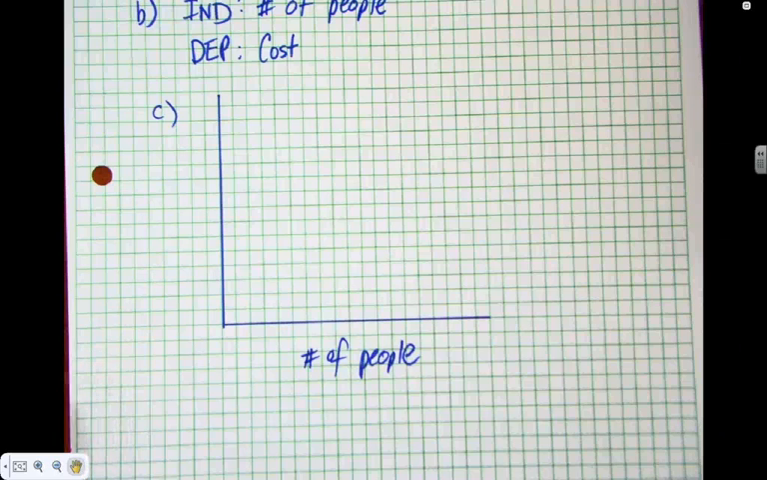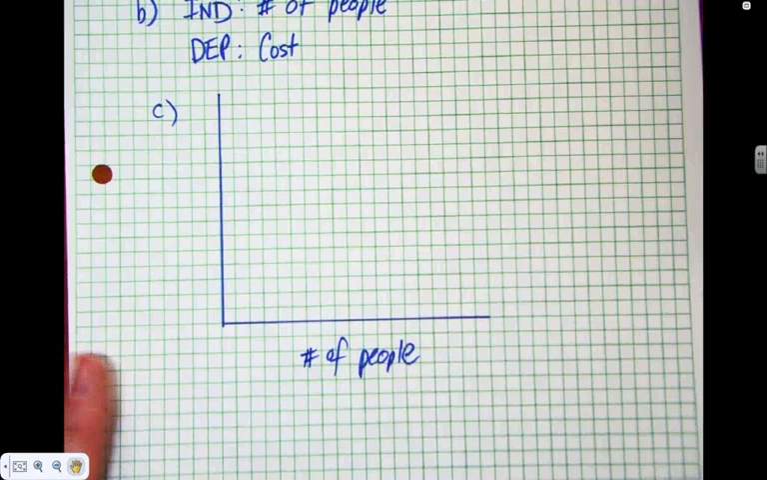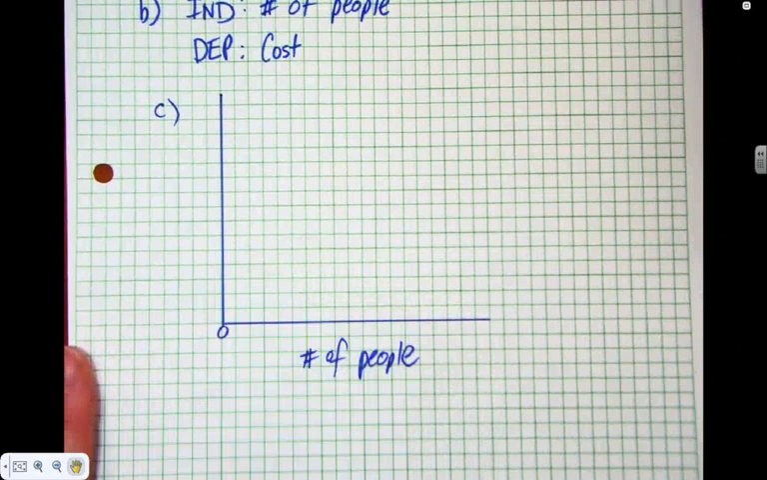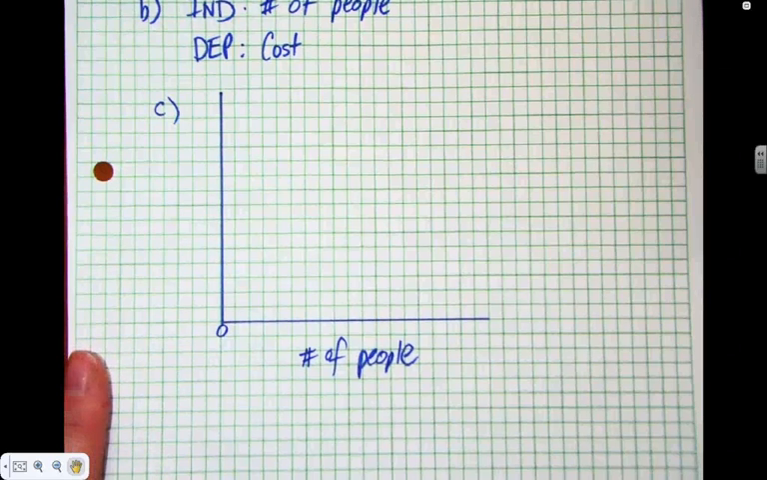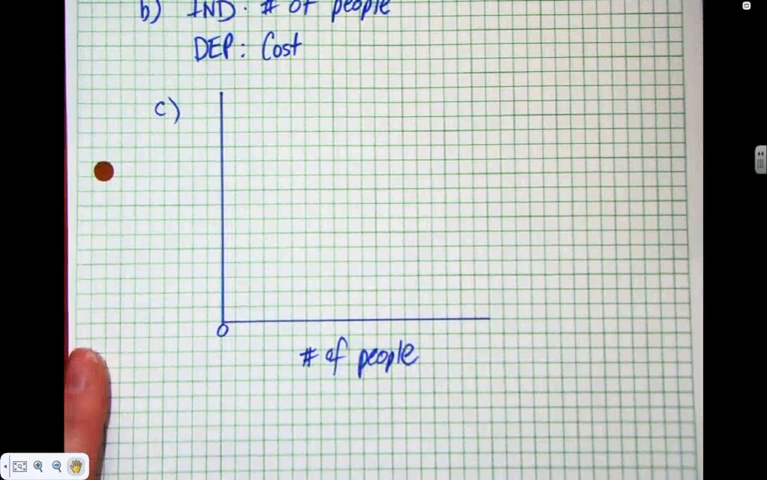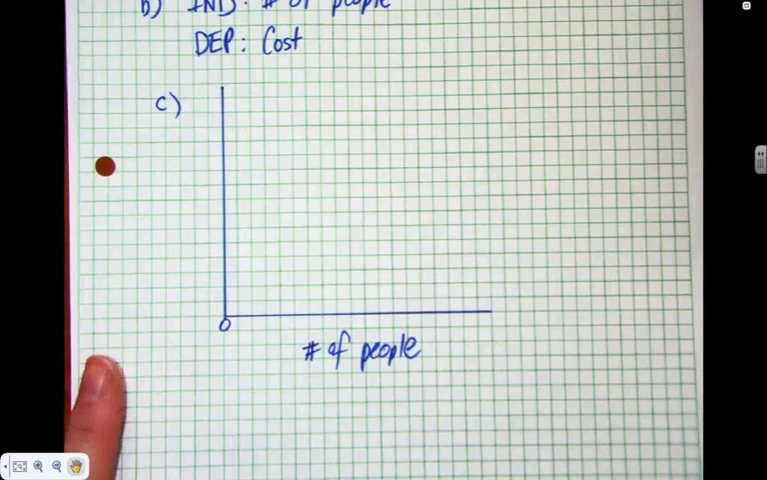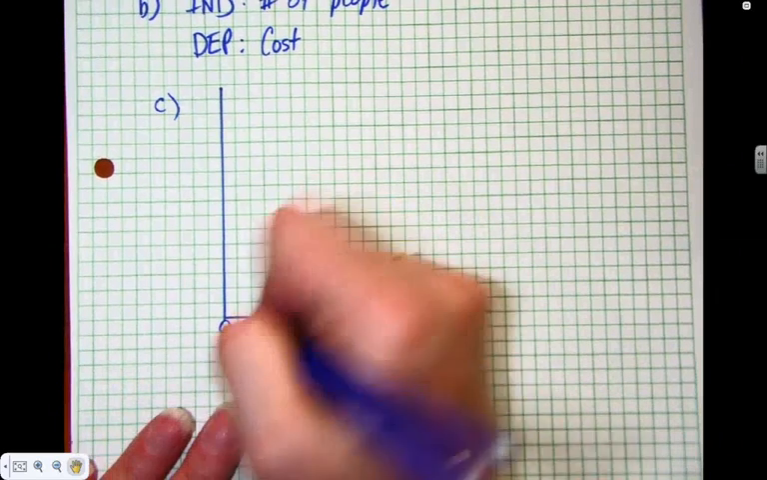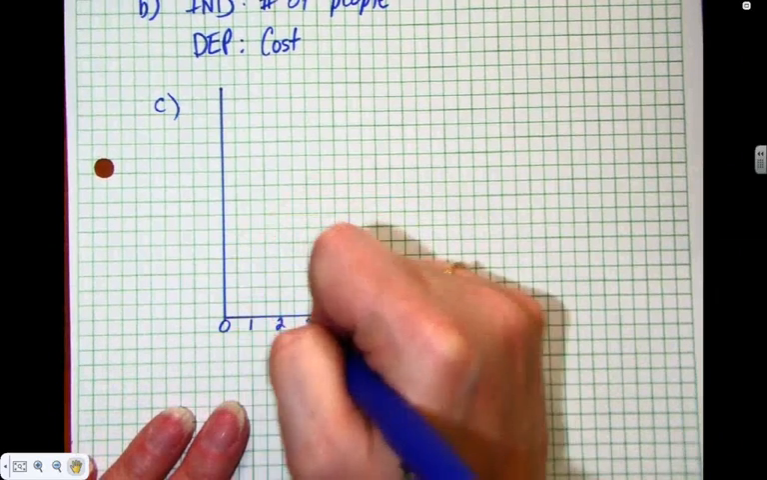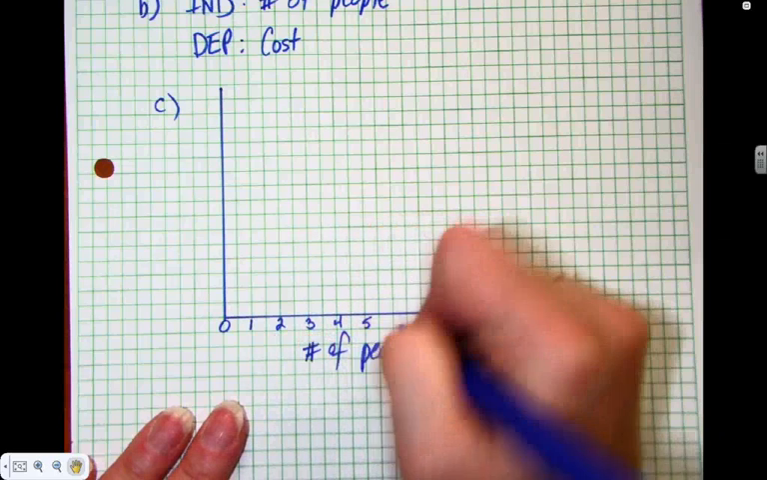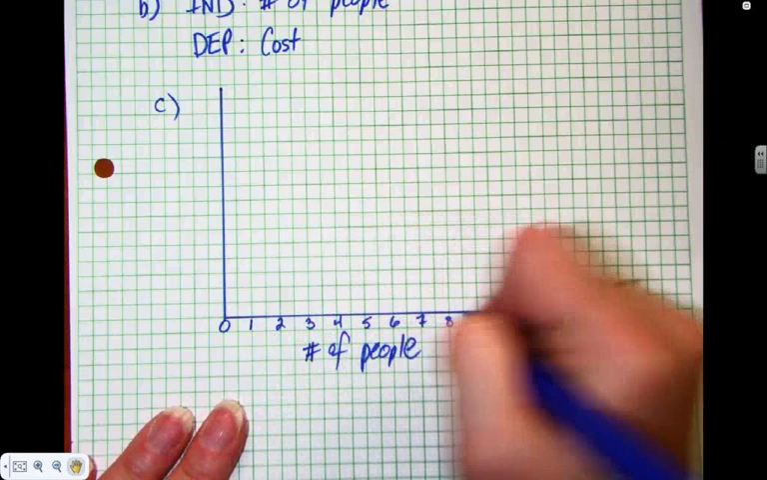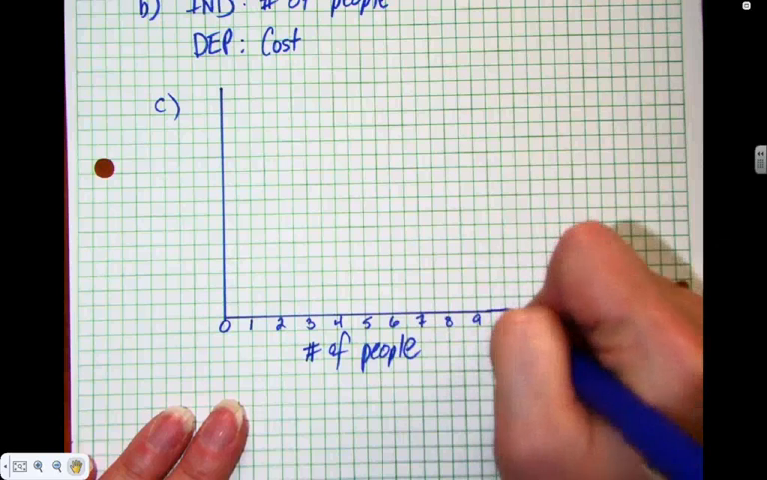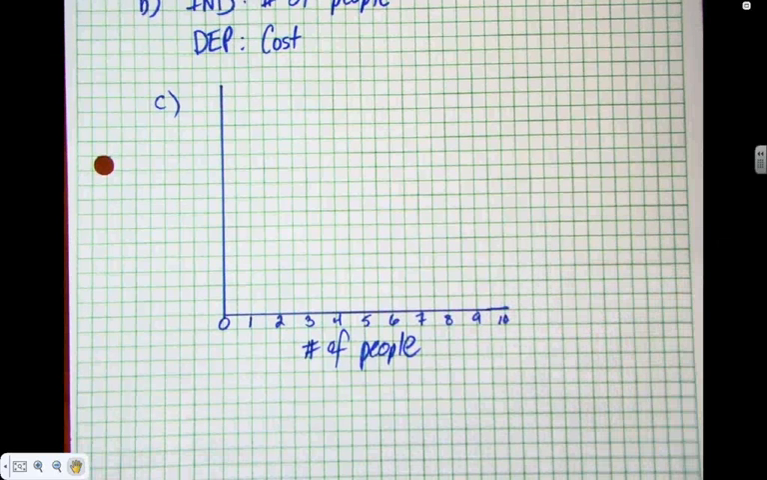What's the minimum number of people that we could take? 0. Look at our table. What's the highest amount? 10. What would you like to jump by? Choose. Okay. We could have put them one on every line. It's just that would have made the graph a little bit small.